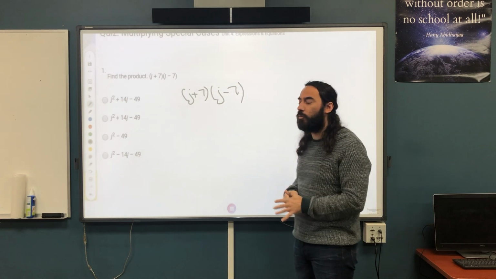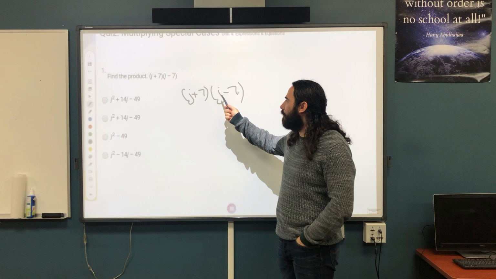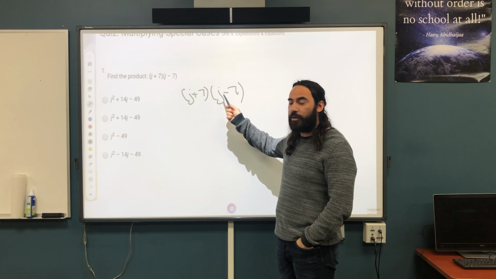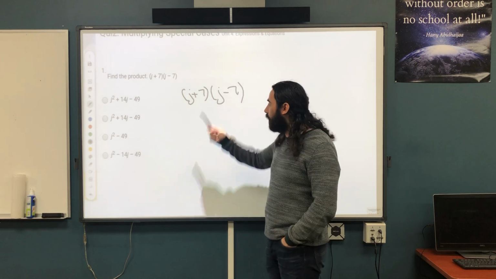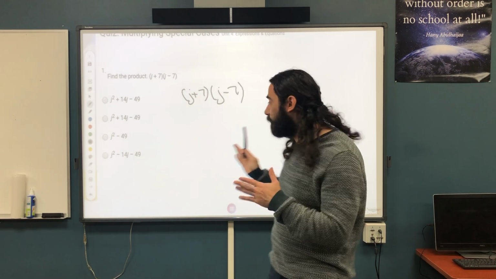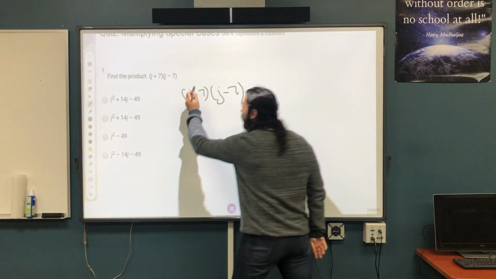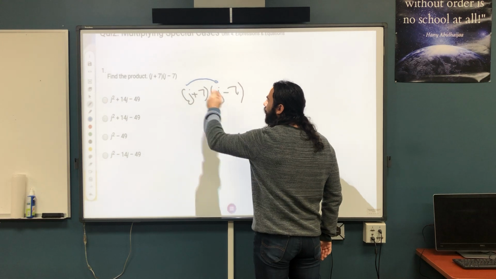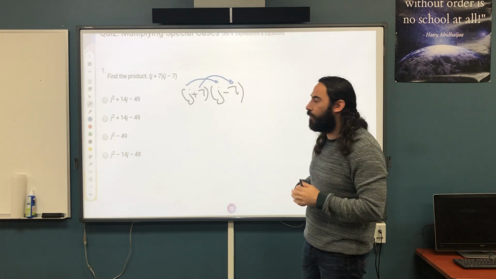Now, why only 2 multiplications? Because the first term, as you can see, j, is the same thing as the first term here. And the second term is also the same. The only difference is that the first one is added, the second one is subtracted. In this case, when you have something like that, you can multiply the first one times the first one, and then multiply the second one times the second one, and you will get your answer.